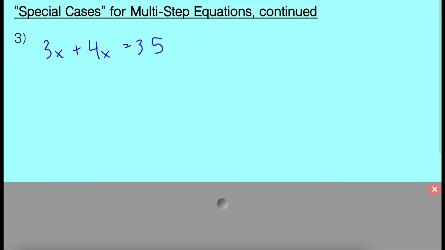Special case number 2: sometimes you might have an ability to simplify an equation by combining like terms. In this equation here, I have like terms that are both on the same side of the equal sign. 3x plus 4x, hey, those both have an x in them. This and this, they're like terms. I can combine them. I can add them together. 3x plus 4x is 7x.